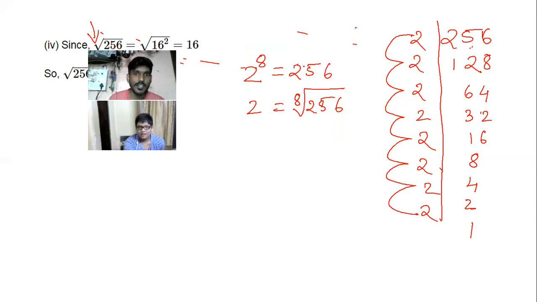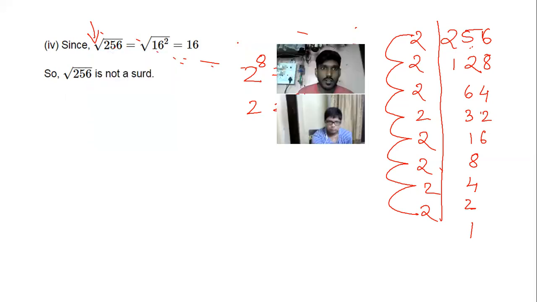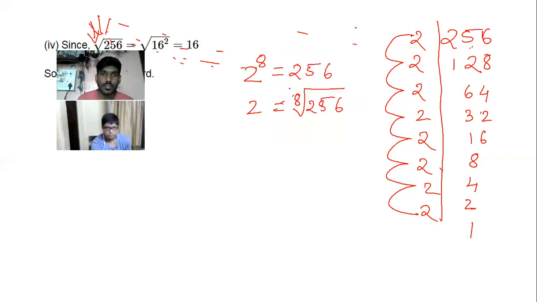2 raised to 8 will be 256. Correct? So 2 will be equal to the 8th root of 256. Yes? Now if you look here, it is not given as 8th root. It is just given square root. So you'll have to do a little bit of changes.